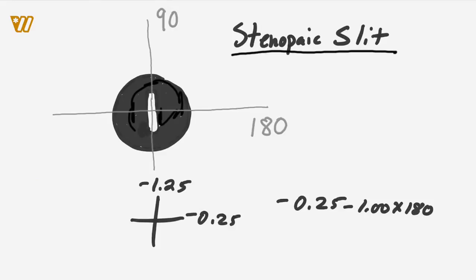All right, now that you've worked that out, on the power cross we'll put minus 1.25 in the vertical aspect and minus a quarter in the horizontal. Whenever you extrapolate that in minus cylinder form, we get minus 1.25, minus 1, axis 180. You just neutralized that patient.